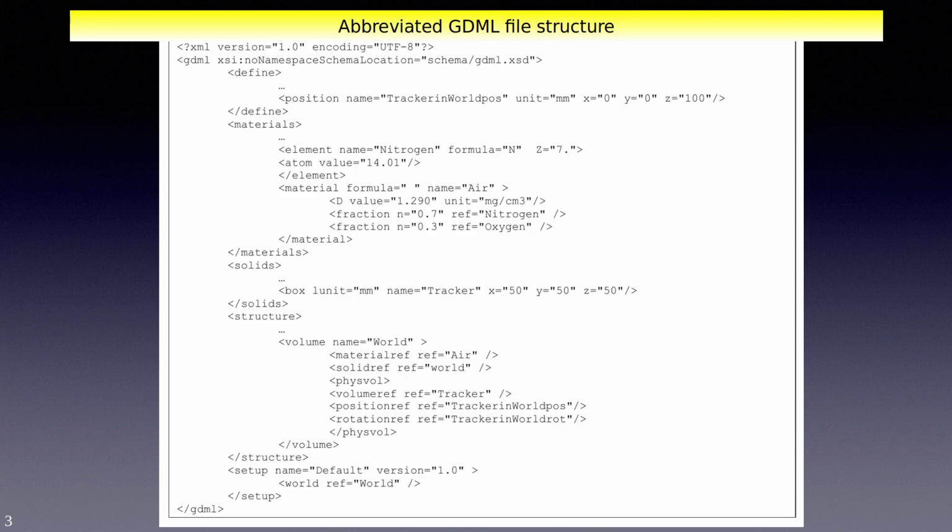In addition, one can define a solid as a Boolean of previously introduced solids. The structure defines the geometry tree. It defines volumes, which are solids plus their corresponding materials, and placements of these volumes in previously defined volumes. And finally, the setup defines the top of the tree.